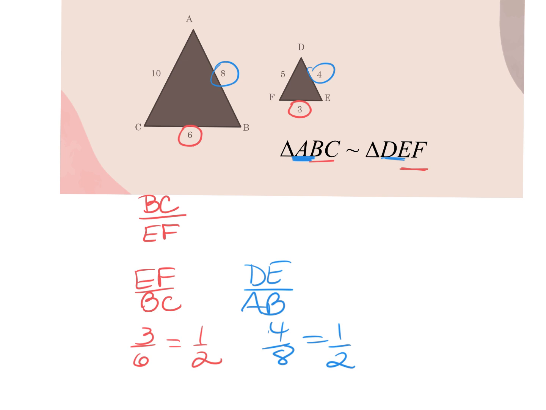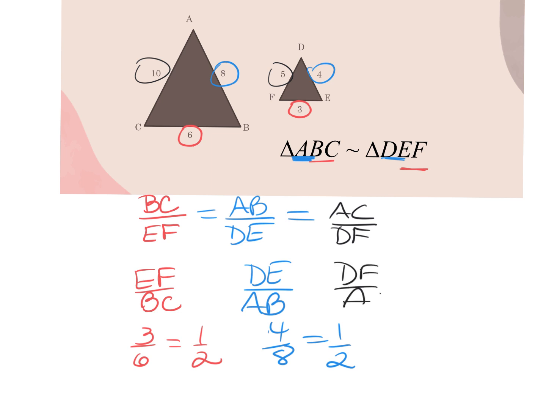So if you're just checking to see if they're proportional, you don't have to do it right to left. You can do it left to right. It doesn't matter. This is going to be a statement of proportionality where you have to show all the matching sides. So here you could also do AC over DF or DF over AC, either way. And then this one, DF, was 5 and 10, and it also simplifies 1 to 2.